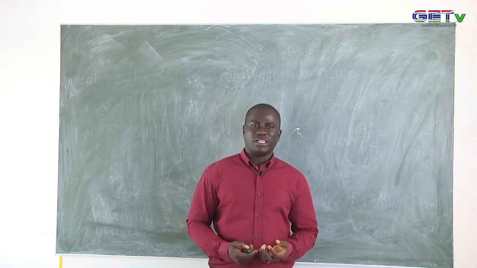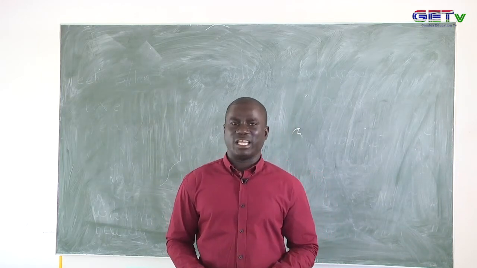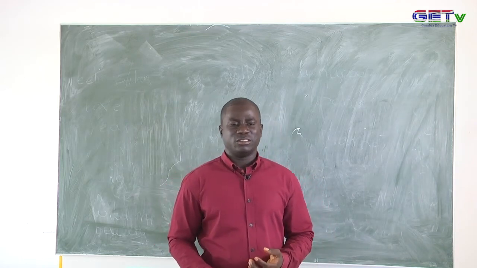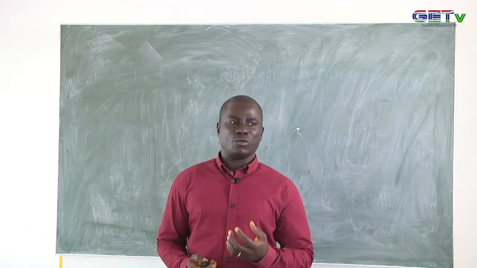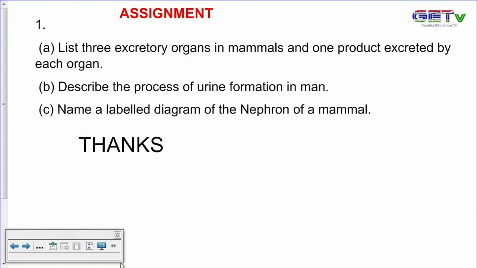But before we go into the mammalian skin, remember the last time I gave an assignment. It reads: list 3 excretory organs in mammals and 1 excretory product by each organ. I think I gave 3 questions, and the other question was, describe the process of urine formation in man. Another thing I said was, name and label a diagram of the nephron. I hope you did your assignment. So now, let's look at this assignment together.